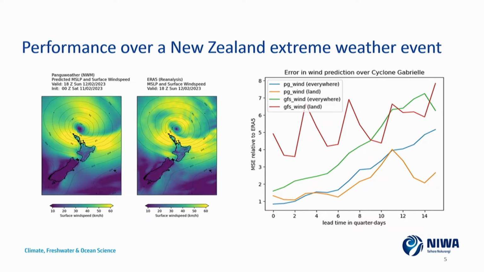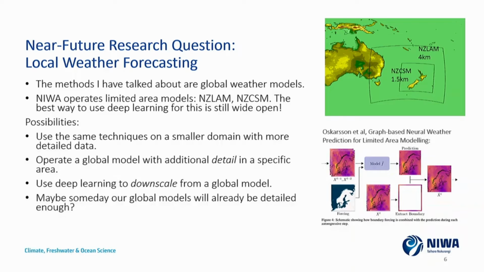But be aware also that NIWA and many other national weather organizations around the globe, we don't run our own global weather models anyway. What we run are local weather models. So we do higher resolution over New Zealand. We've got the NZLAM and the NZCSM, which are 4 kilometre and 1.5 kilometre respectively, as opposed to these global weather models where you're looking at more like 30K. And so we can do better than this, zooming in.